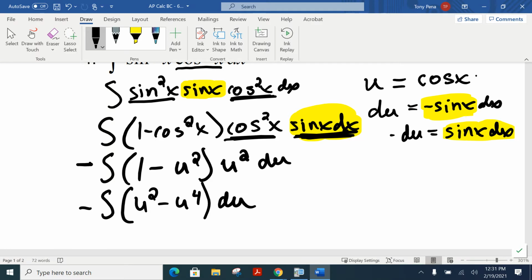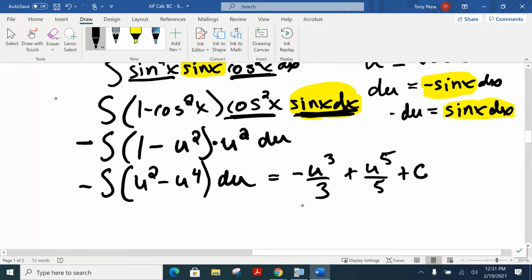And then from there, super easy in terms of our antiderivative. Again, we can't integrate products, so at this step right here, don't be trying to do the antiderivative of this times the antiderivative of this. Won't work that way. Distribute first, and then now we're all set. So this should be a negative u cubed over 3 plus a u to the 5th over 5 plus our constant. Replace your u with cosine, and then that's our answer.